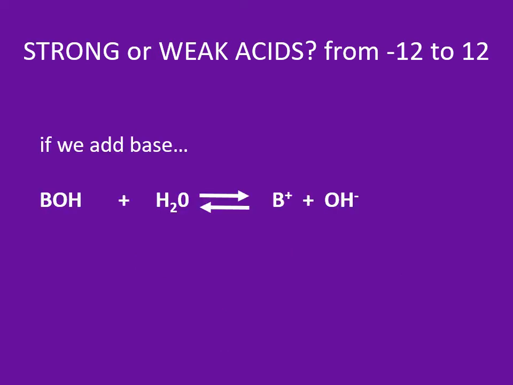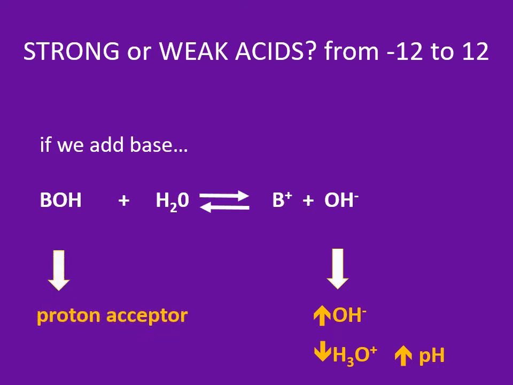If you add water to a base, you will obtain the conjugate acid of the base and oxidryl. That will raise the concentration of oxidryl. But remember, if the concentration of oxidryl rises, the concentration of hydrogen will drop. If the concentration of hydrogen drops, pH will rise. And that's why we call the bases proton acceptors.